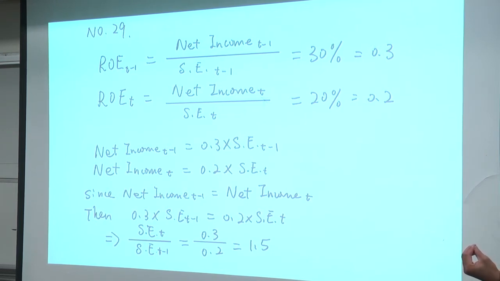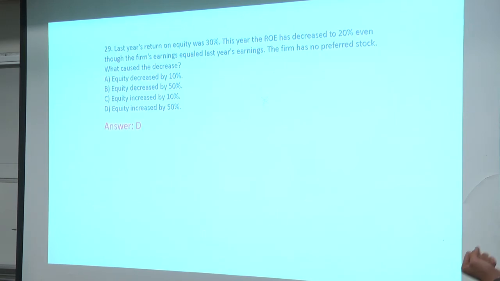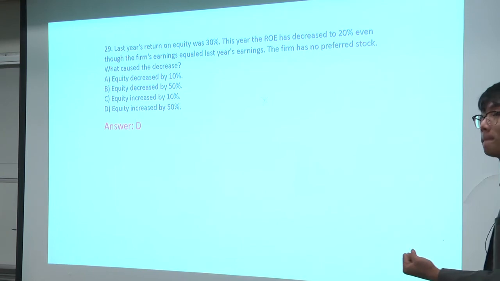So how much has your shareholders' equity increased? 50%, right? This year's shareholders' equity is 1.5 times last year's shareholders' equity. So your shareholders' equity increased 50%. So the answer is D. We good?